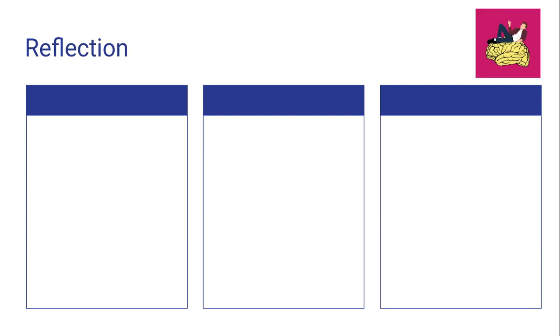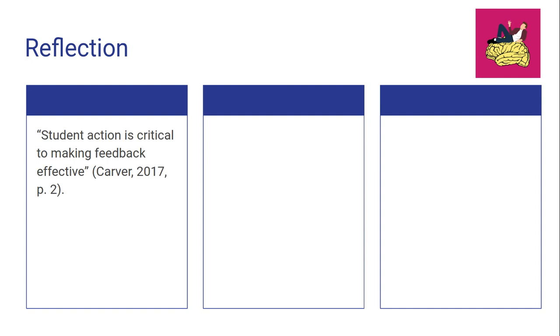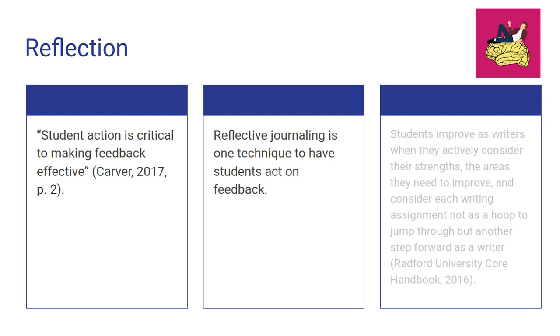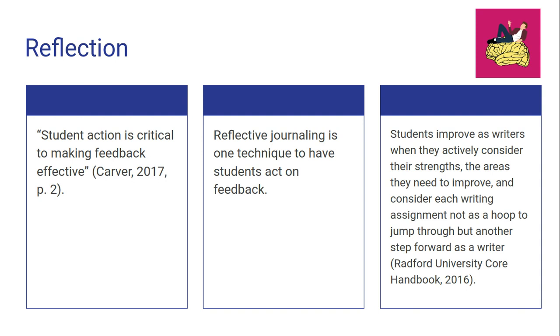So then the last type of feedback opportunity is reflection. Student action is critical to make the feedback effective. So the student really needs to process and reflect on the feedback. Reflective journaling is one technique to have students act on their feedback. Students improve as writers when they actively consider their strengths, the areas they need to improve, and consider each writing assignment not as a hoop to jump through, but another step forward as a writer.